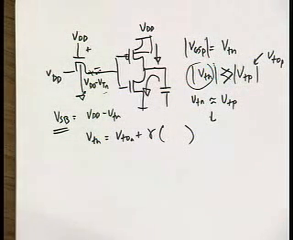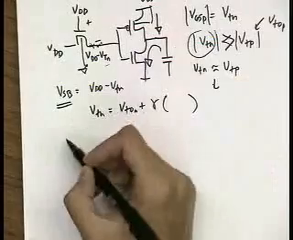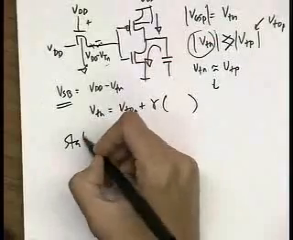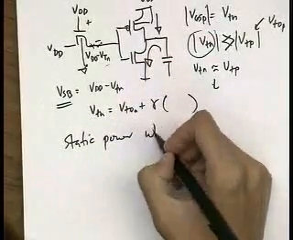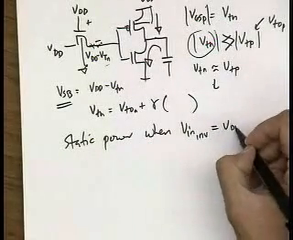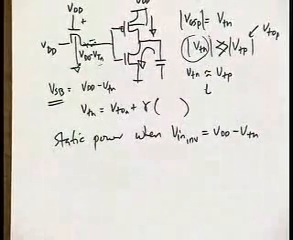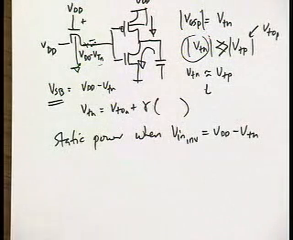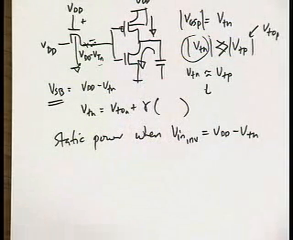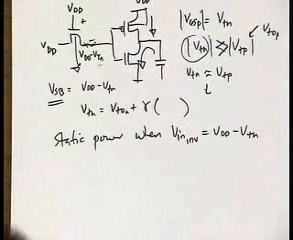Okay. Now, one obvious consequence is that when this is high, then I actually have static power. When Vin of the inverter is equal to VDD minus VTN. Okay. So that's a problem. So now what happens? So any questions on this? We get that we do have a problem. I mean, that's the important thing there.